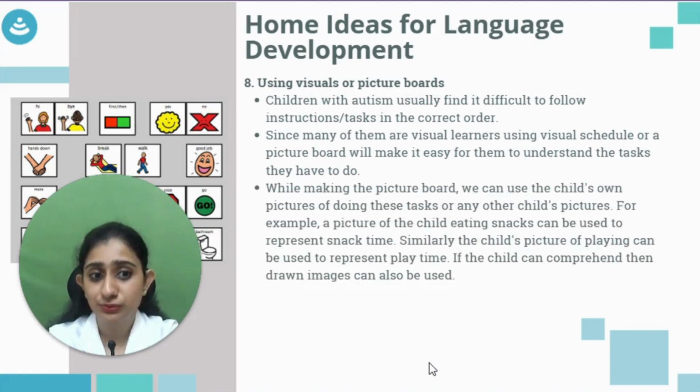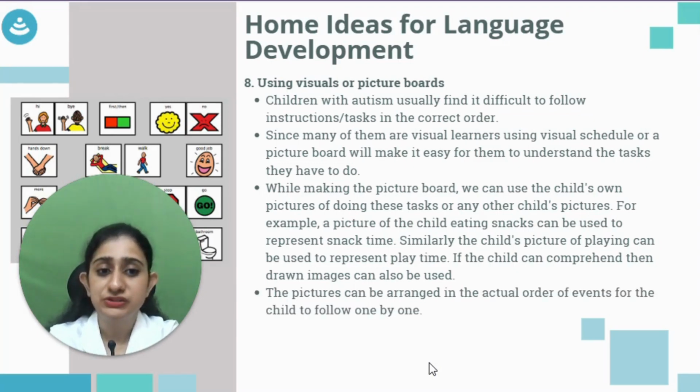While making the picture board, we can use a child's own pictures of doing these tasks or any other child's pictures. For example, a picture of the child eating snacks can be used to represent snack time. Similarly, the child's picture of playing can be used to represent playtime. If the child can comprehend, then we can also use drawn images as well. The pictures can be arranged in the actual order of events for the child to follow them one by one.